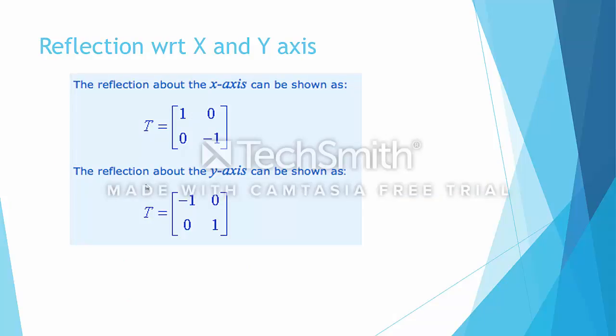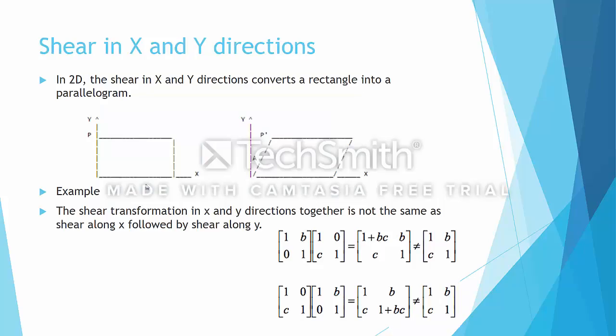Now, reflection with respect to the x and y axes can be represented in the form of a matrix, and they are given below. It is seen that they are -1 0 0 -1 for the x-axis and -1 0 0 1 for the y-axis. Shear transformations produce shear distortions. In 2D, the shear is in the x and y directions, which converts a rectangle into a parallelogram.